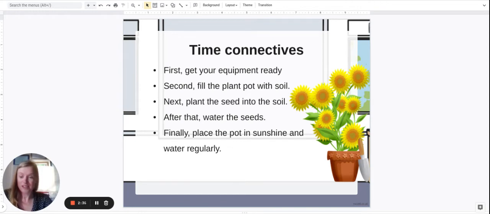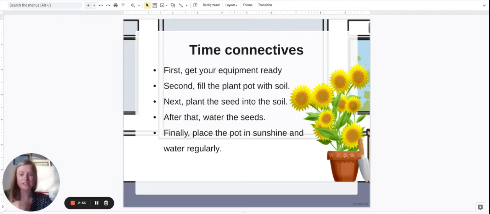So the important thing to remember with time connectives is that after we write down the time connective, like first, second, next, after that, we put a comma. Do you remember what a comma in writing does? Do you remember when you're reading what it's supposed to do? Yes, that's right. It causes you to take a little breath.